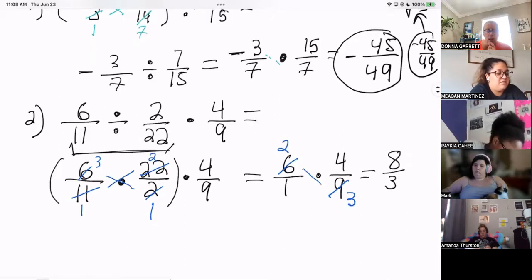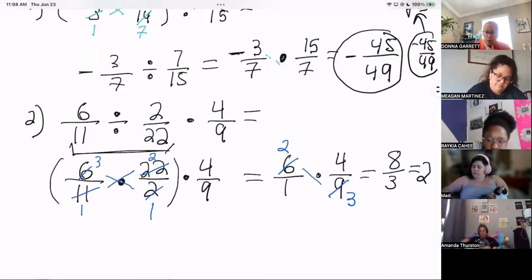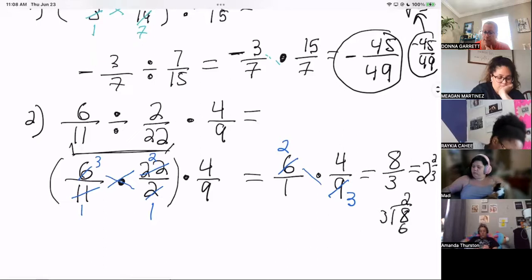And let's say it asks for a mixed number. Then it would be how many 3s are in 8? 2. That makes 6. How many are left over? Out of 8, 2. So 2 2/3. Or you could divide them and go, okay, that's 6. I have 2 left over. That is 2 2/3, whichever way you like better.